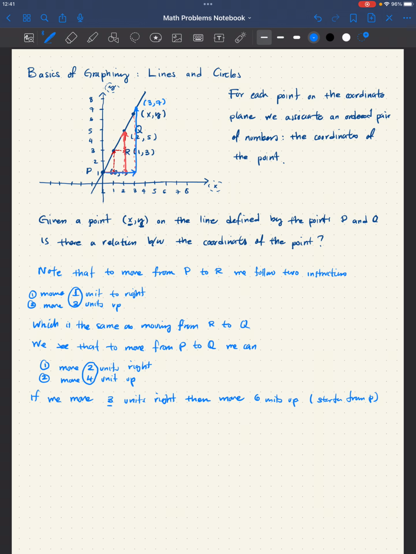So, what seems to be happening here is that there's something that is invariant, something that doesn't change as we move, and that is how much we move to the right in relation to how much we move up. So, let me codify it. For each unit we move right, we have to move 2 units up. It seems like this is enough to characterize the line along with the point P. So let's put it all together, because now it seems like this is enough for us.